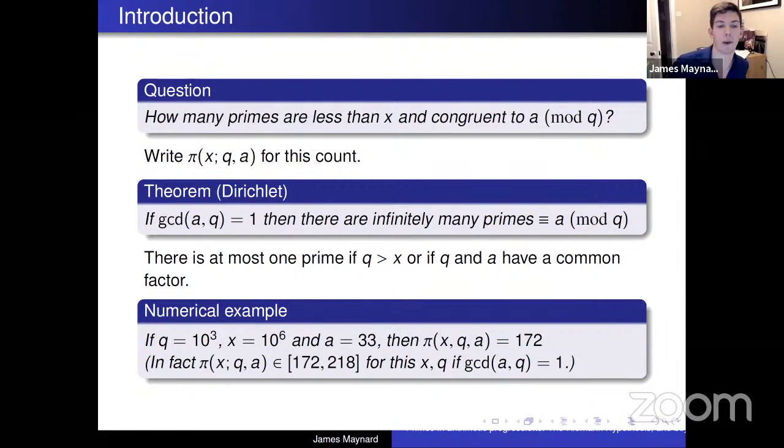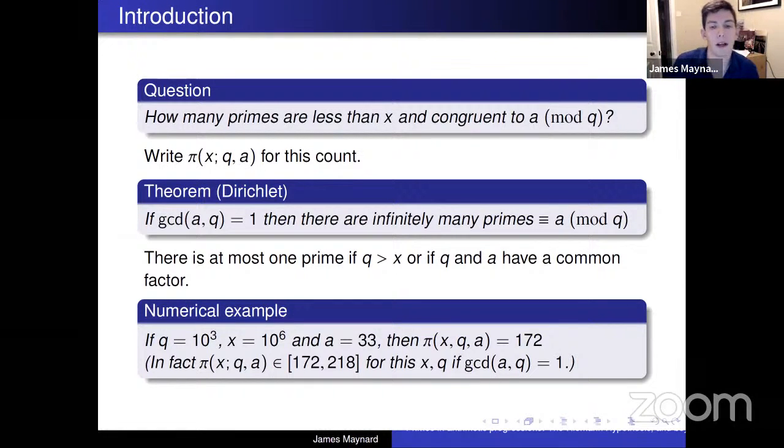So just to give a very explicit example, it might be that you chose x as being 1 million, q as being 1000, and a as being 33, and you can then do a calculation on a computer, and the number of primes which are less than 1 million and are in the residue class 33 mod 1000, so that means the final three digits of the prime number are 033, it turns out there's 172 of them.